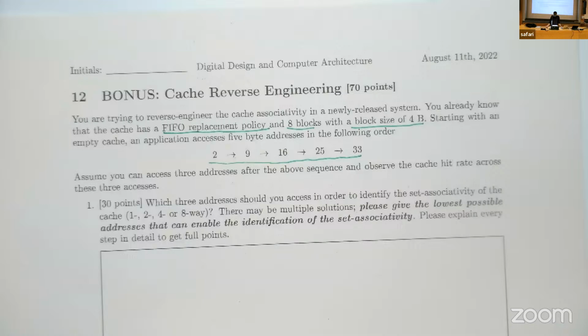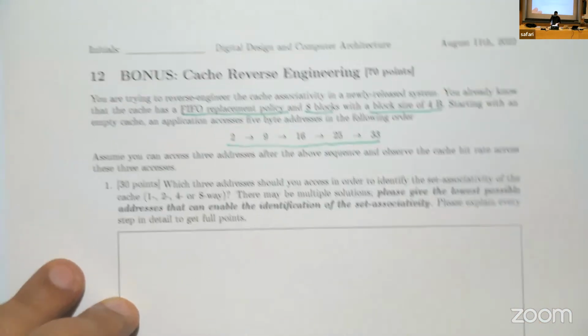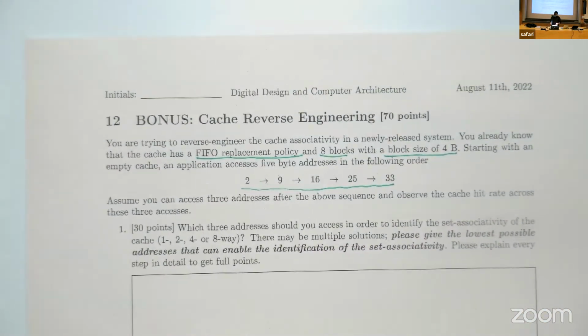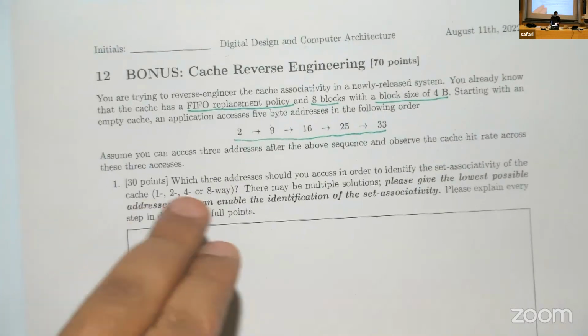So the thing is, we need to provide the answer in detail. We need to give every step, and then that will fetch the full points. Now, these are the things that we know: the FIFO replacement policy, 8 blocks, and block size of 4 bytes. So with 8 blocks, we can have these 4 associativities.